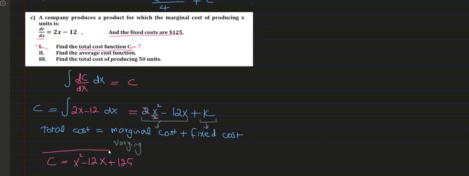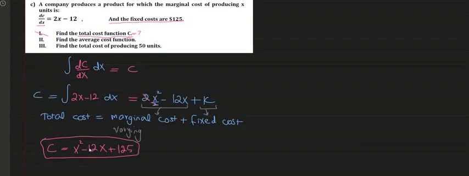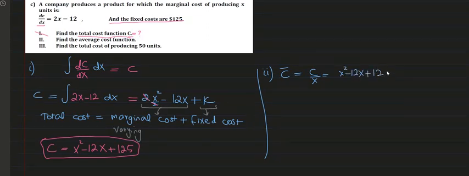And here we go with the total cost. Very well. Now we need to find the average cost. Of course, we do remember that the average cost was the C bar. And the C bar is the total cost divided by X. The total cost that we got in part I, like that, we will divide it by X, where we divide each term by X.